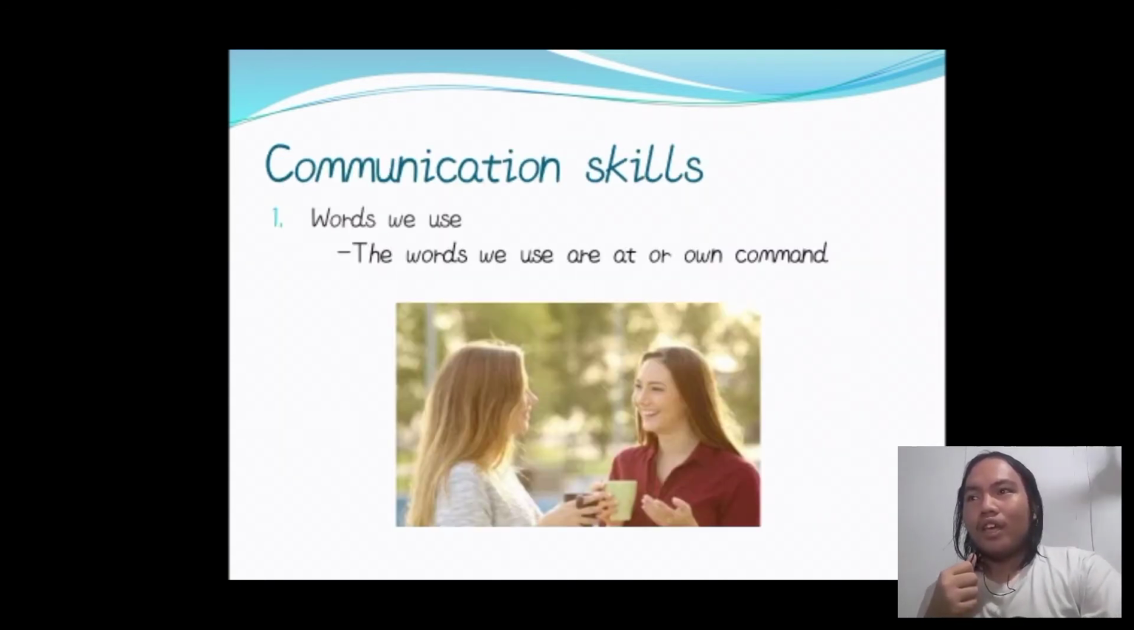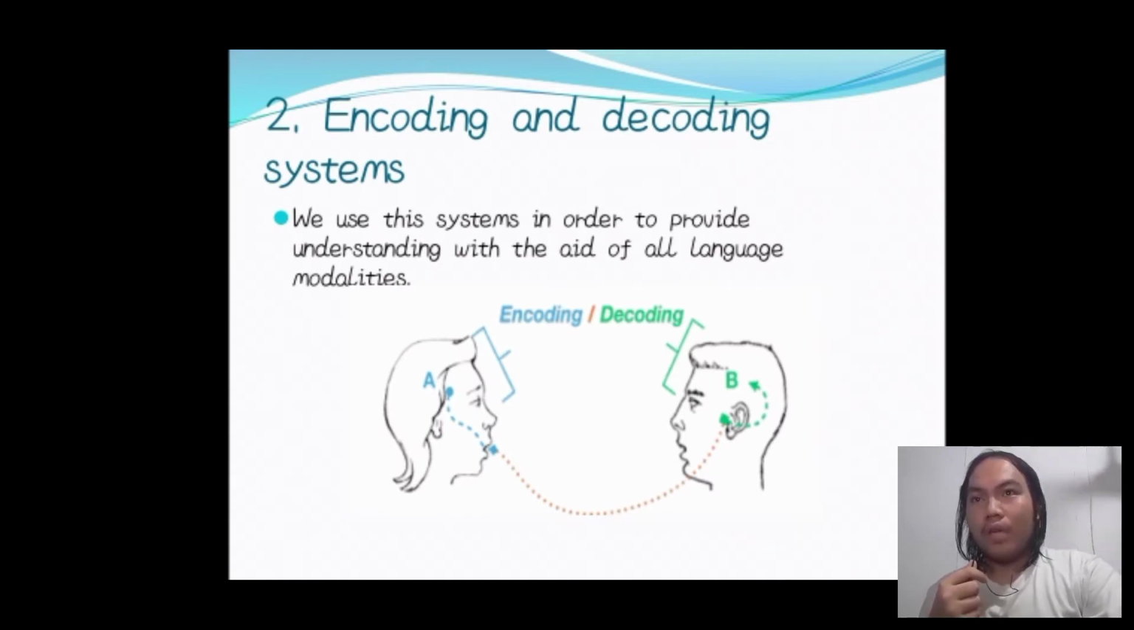So communication skills, the word we use at our own command. We use communication skills to get our goals, like to learn, to get what we want. We negotiate with people, and that's important. That's a basic human skill. Two is the encoding and decoding system. We use this system in order to provide understanding with the aid of all language modalities.